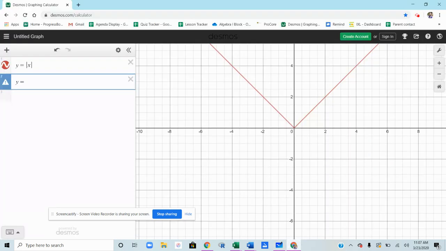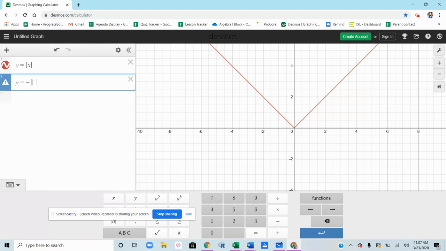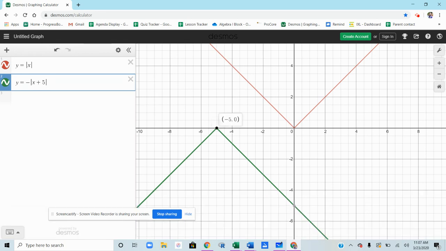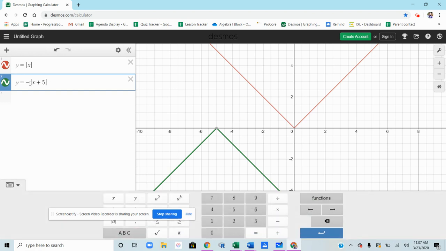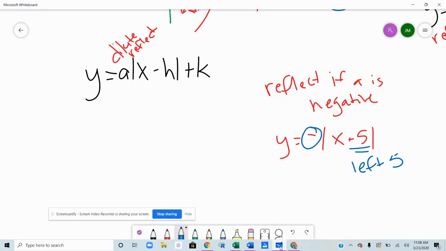So if I come back in here and I type negative absolute value of x plus 5, my first dot should move left 5, and then my graph should just open down instead of up. If I get rid of the negative sign, it makes my graph open up again. So the negative just changes the direction of your graph. Okay? That's the one that I want you to care more about. If there's a negative in the front, you have a reflection.